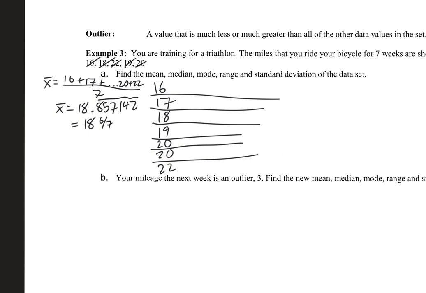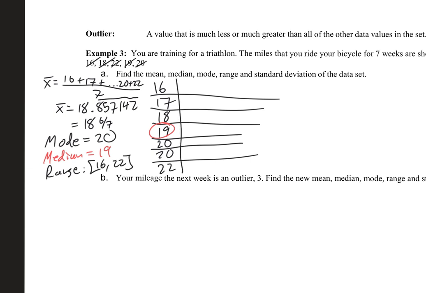Okay, what's the mode? Well, that's easy. There's only one number that shows up twice, so the mode is 20. Oh, the median, we could do that too. The median is the middle number. Looks like it's 19. So the median is 19. And what's the range? We know it goes from 16 to 22. All right, so we got mean, median, mode, range, all pretty easy. Standard deviation takes a little bit more work.